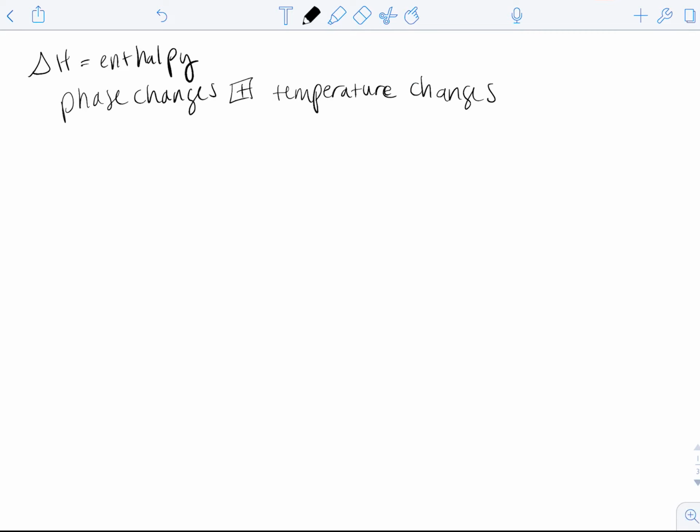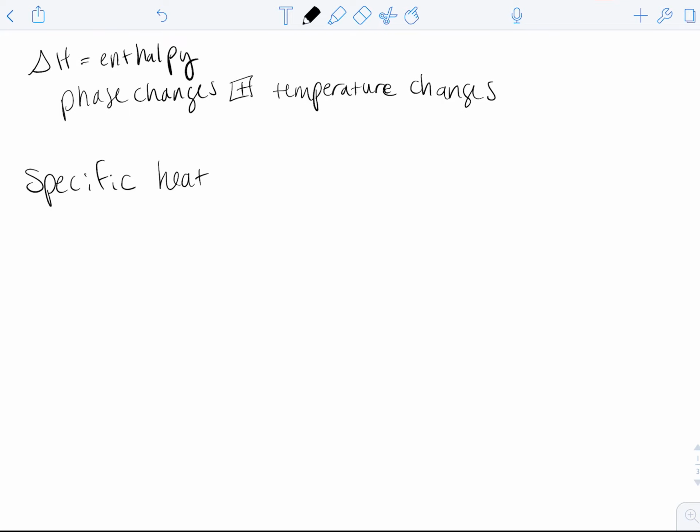Okay, so hopefully you guys remember from 1211 the topic specific heat. So we're gonna look at that very first, as we need specific heat in order to determine the energy required to change temperatures within a specific phase. So specific heat itself is the heat capacity of 1 gram of a substance.